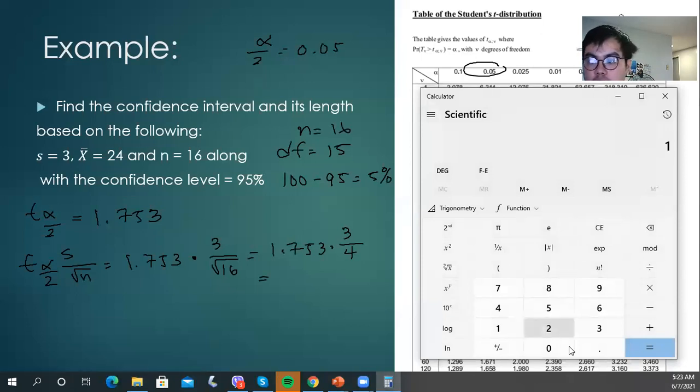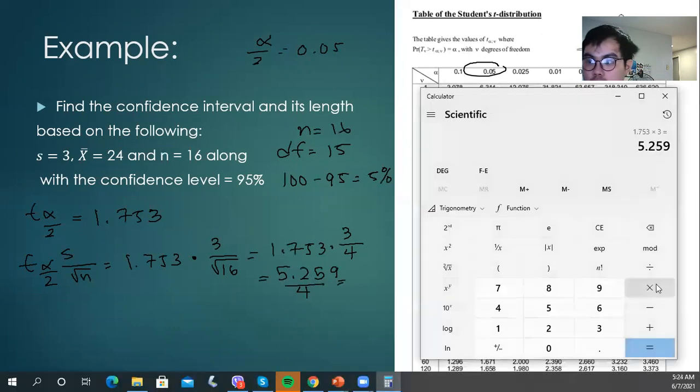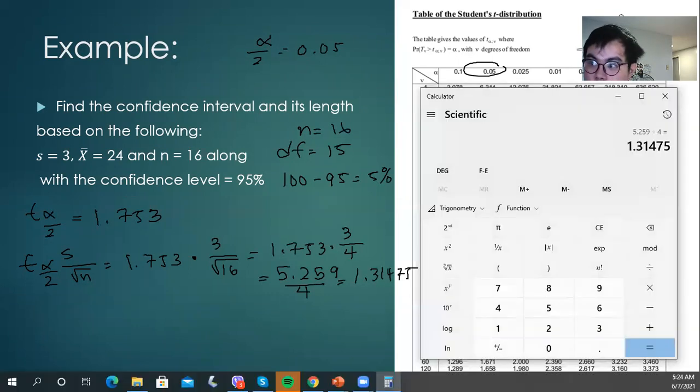So now we're going to compute. I guess we can do it directly, which is 5.259 divided by 4. So the quotient will be 1.31475. Before we proceed, let's verify if it's correct. So this is the margin of error.